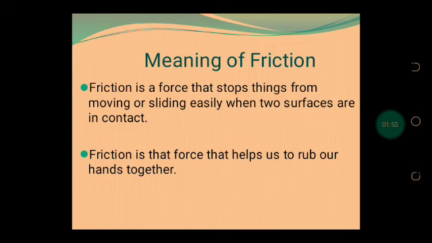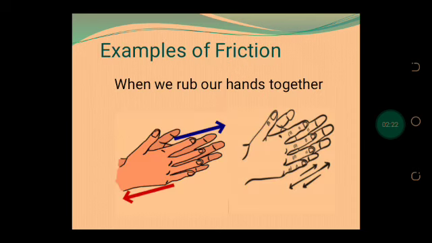Friction is a type of contact force that stops things from moving or sliding easily when two surfaces are in contact. So if you have two bodies coming in contact, friction is a force that acts at the surfaces of these two bodies in contact. We're going to be looking at the everyday examples of friction. I believe these everyday examples of friction should be able to help us to understand what friction is.